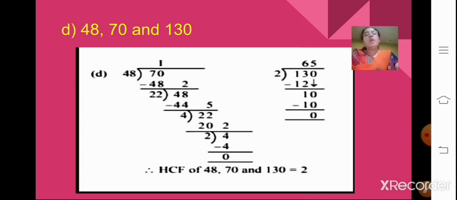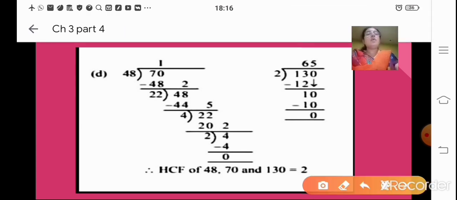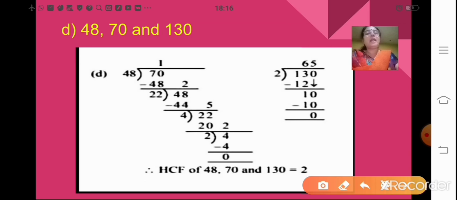Now here what you have to do, here you are having 3 numbers: 48, 70 and 130. So first I'll take 70 as my dividend and I'll divide it by 48. So 48 ones are 48. Now when I subtract 70 minus 48, I'll get the remainder as 22. Now this remainder 22 will become my divisor and 48 will become my dividend. Now divided by 22, 22 2 times is 44. So 8 minus 4 is 4, 4 minus 4 is 0.